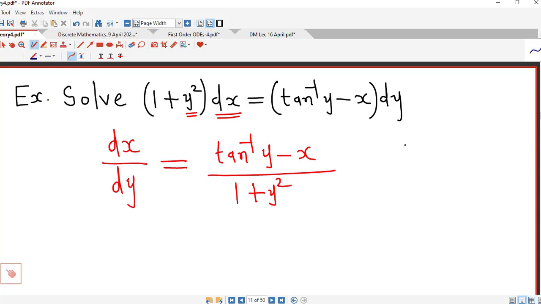We will keep in mind this standard form. We are trying to write it in this form: dx by dy plus some function of y into x equal to some other function of y.